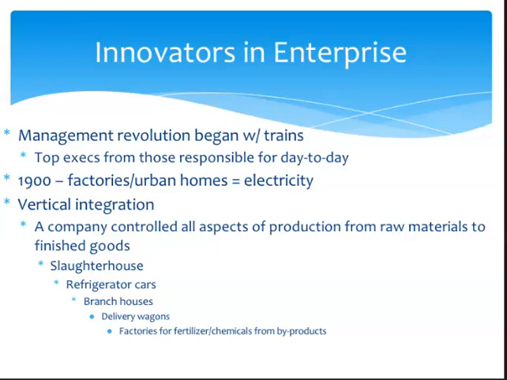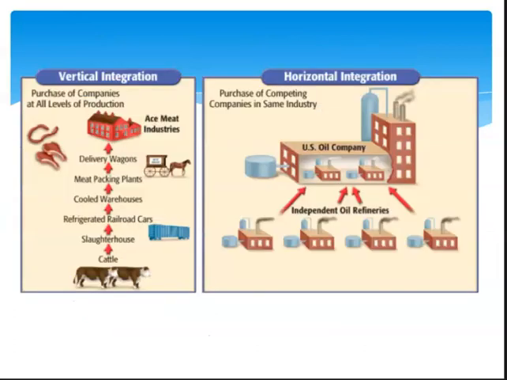So here we can see this image. They have Ace Meat Industries as their example. They have the delivery wagons, the meat packing plants, the cooled warehouses, the refrigerated railroad cars, the slaughterhouses, the cattle. They own every aspect in the entire process to make whatever it is they're making.